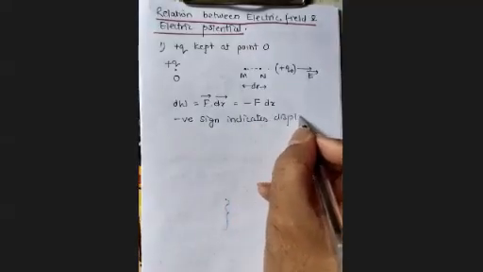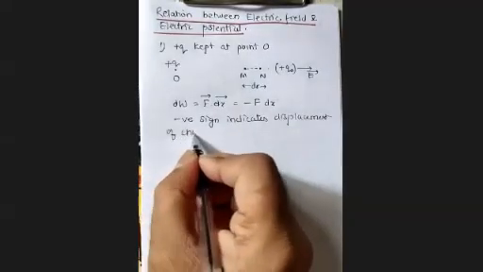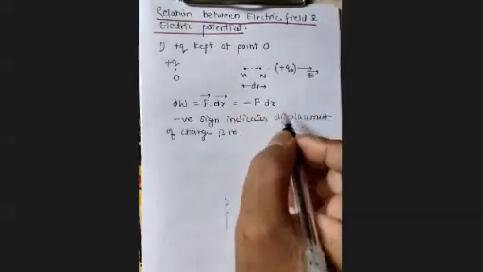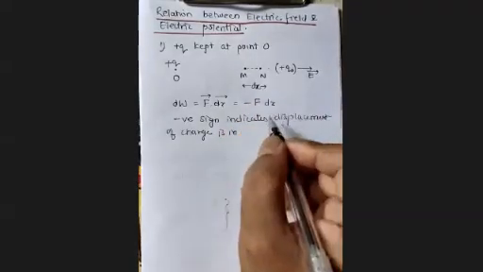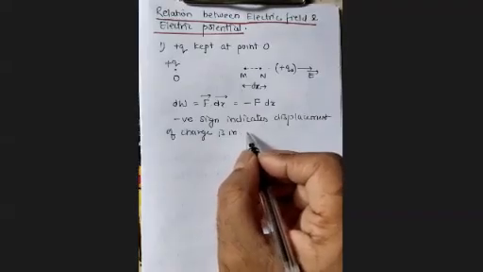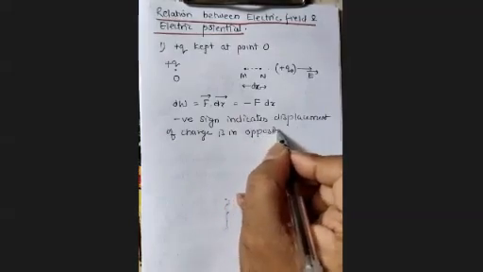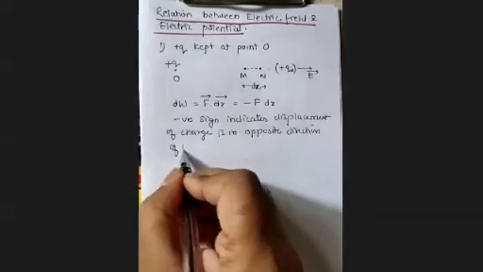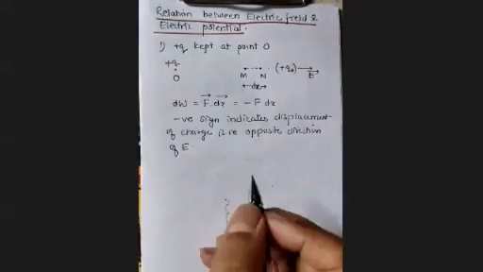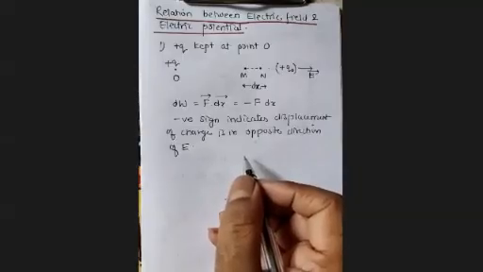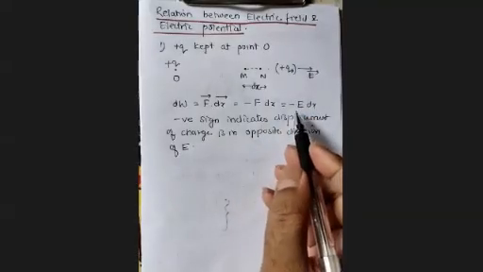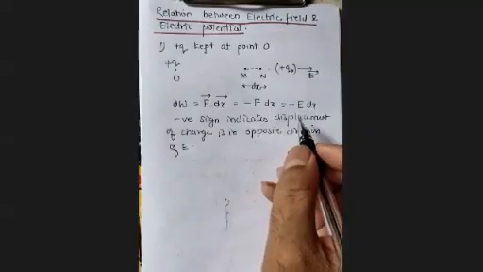Again the negative sign indicates that the displacement of charge is in the opposite direction of E. Now, this can also be written as negative E into dx, since electric field intensity and force have the same direction. So this is E into dx.